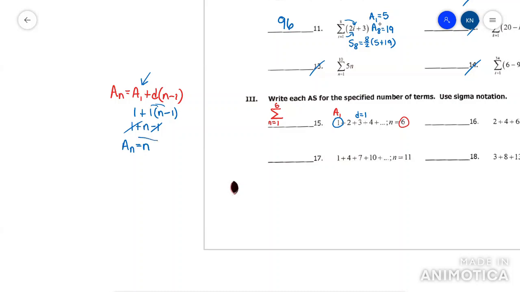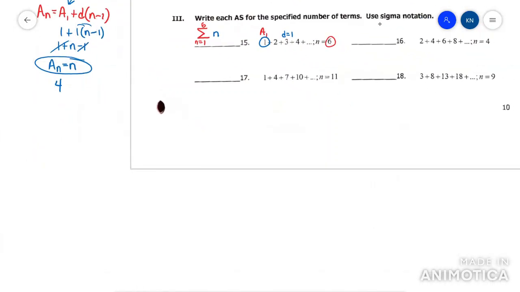This is a generic equation to find any term. So say you wanted like the 4th term, it would be 4. And look, it is 4. So that's what's going to go here. Just the n though, not the a sub n part. I know that was a little confusing, so let me show you another.